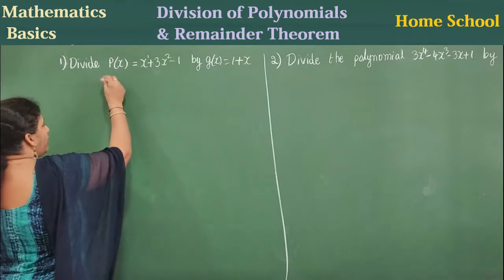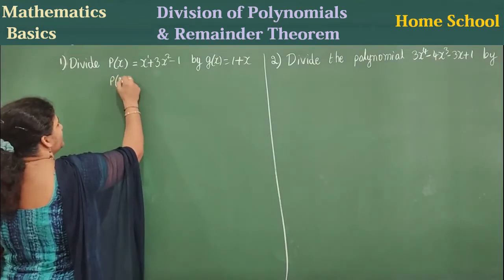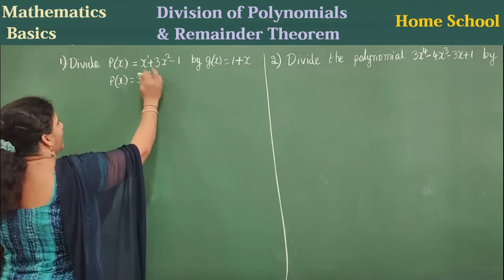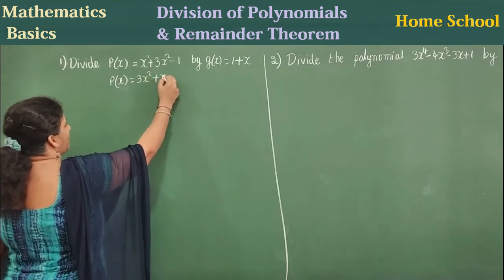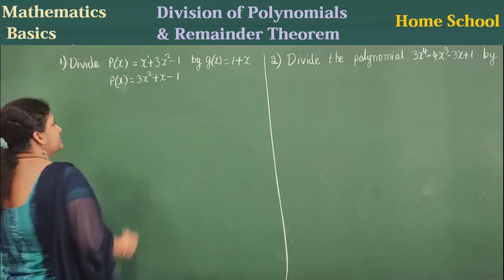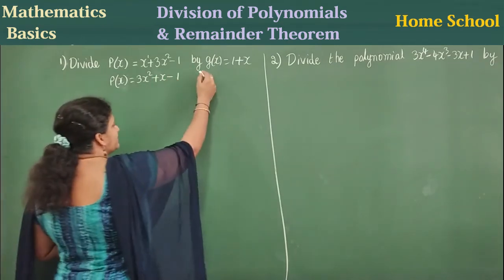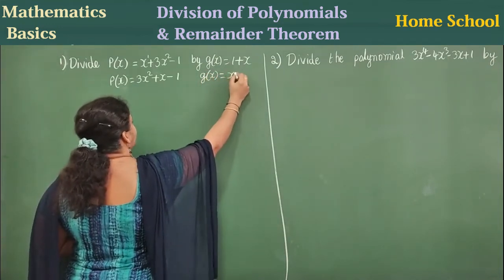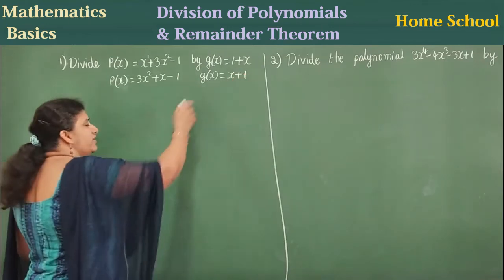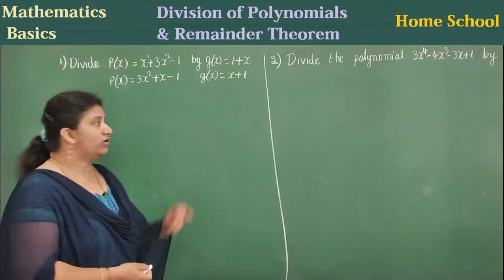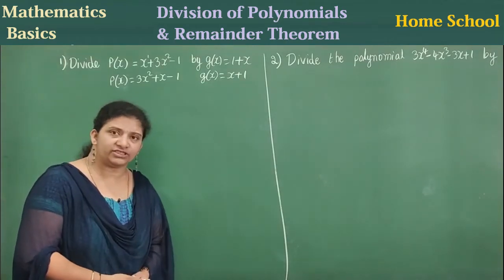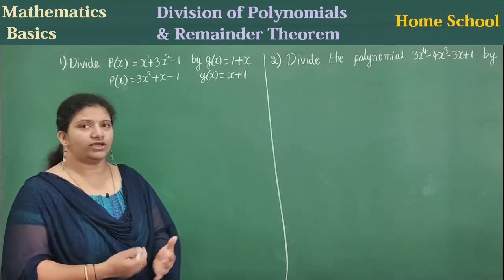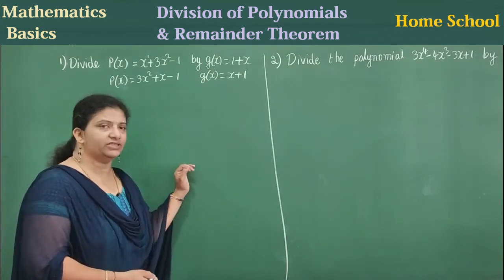So rewrite this polynomial. Arrange in an order first. 3x square plus x power 1, that is x, minus 1. Okay, then see this g of x. This one also in the same manner. X plus 1. Constant always should be last. Okay, first step when you are doing your division, you should arrange the polynomial from highest power to the lowest power. Then start division. How?